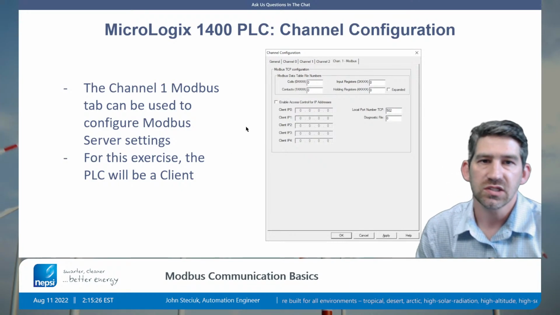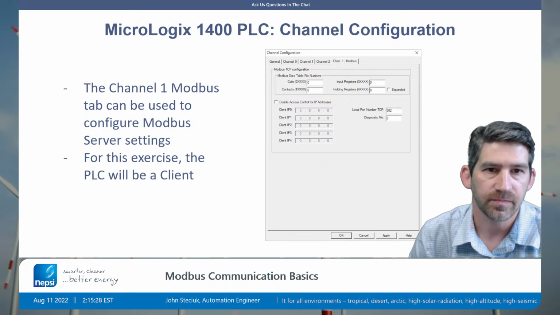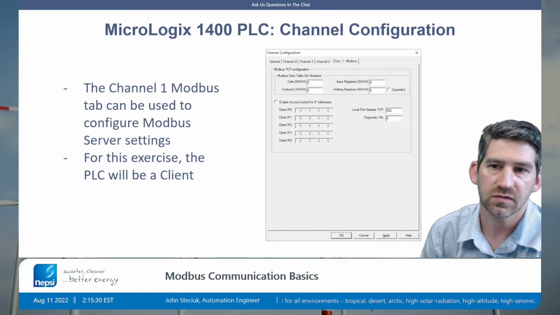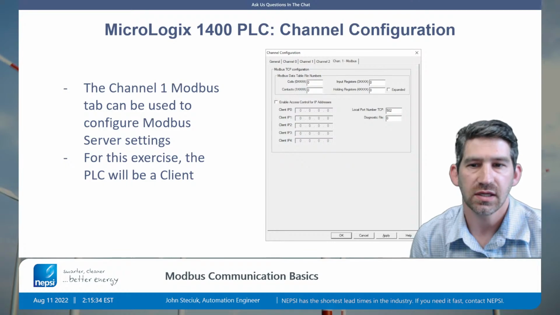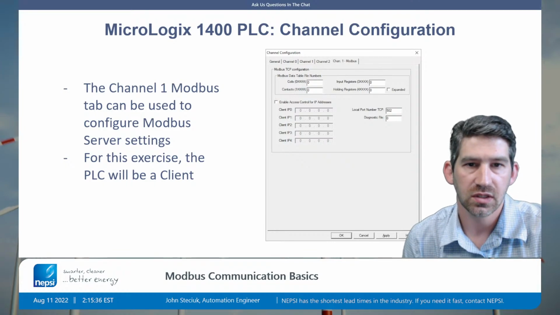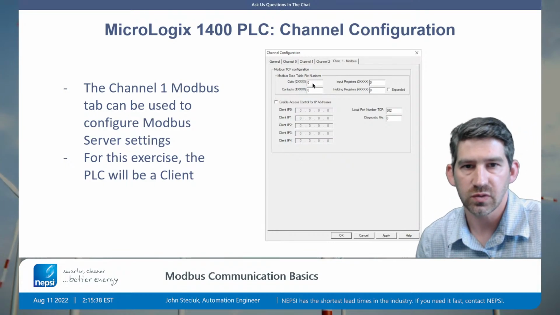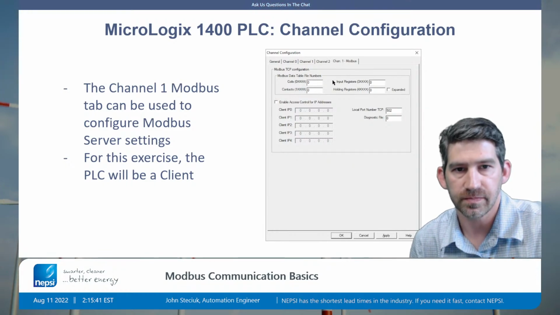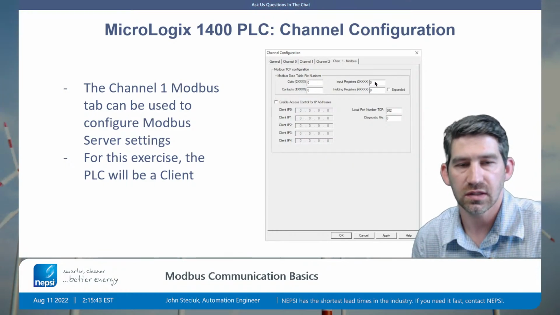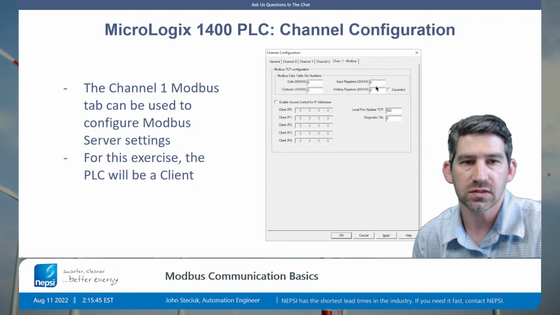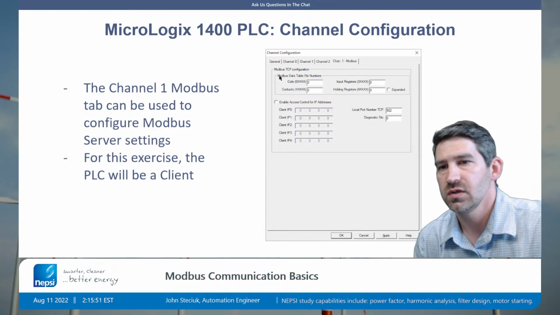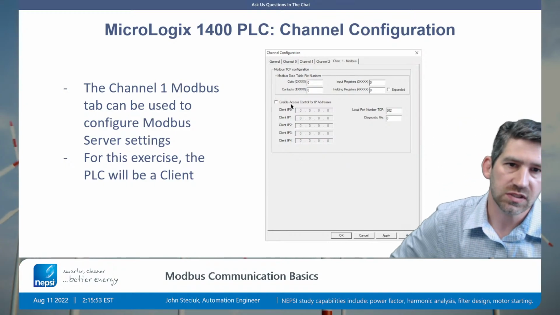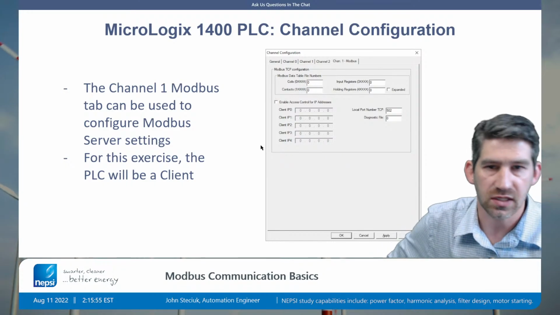So we're going to take a look at that channel 1 Modbus tab. This tab is used to configure this MicroLogix as a server. You can specify which data files will hold the data that a client would want to request. So that's what this section here is for. For this exercise, the PLC is going to be a client, so we're not going to make any settings here.